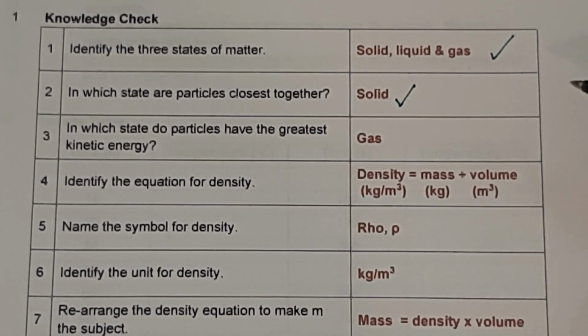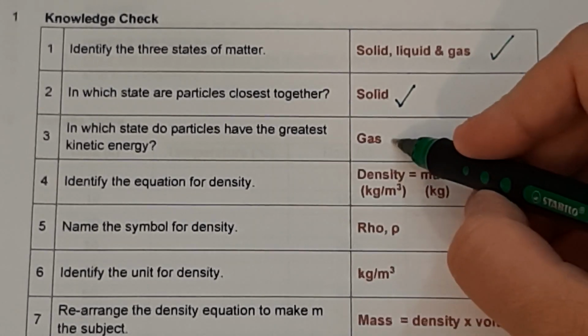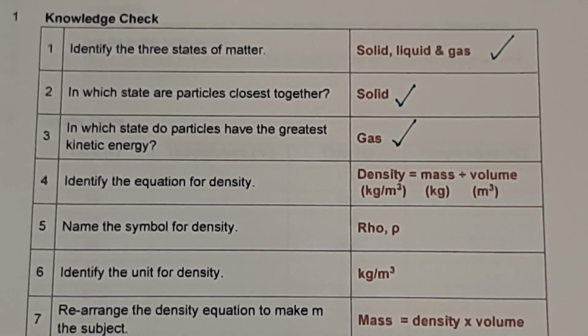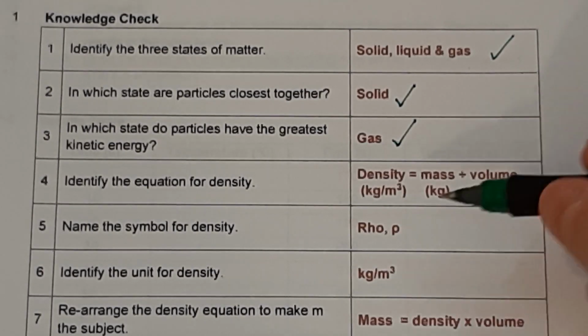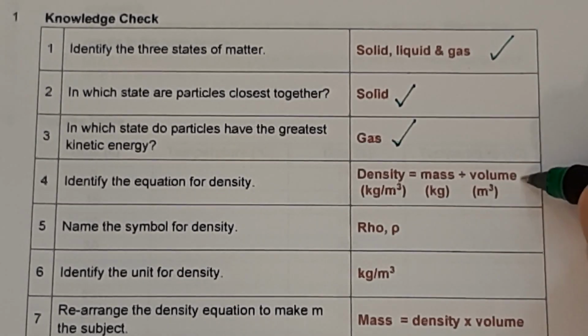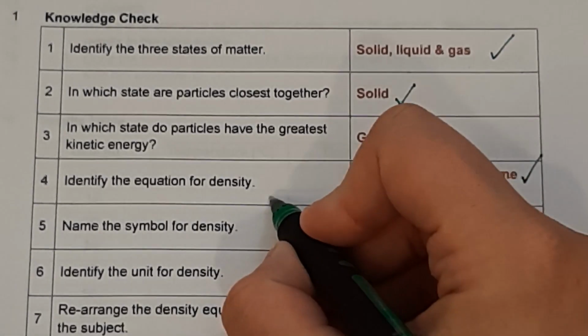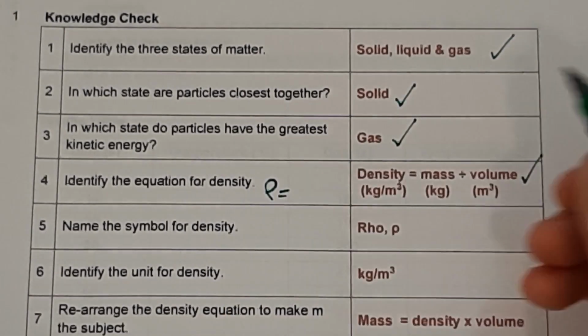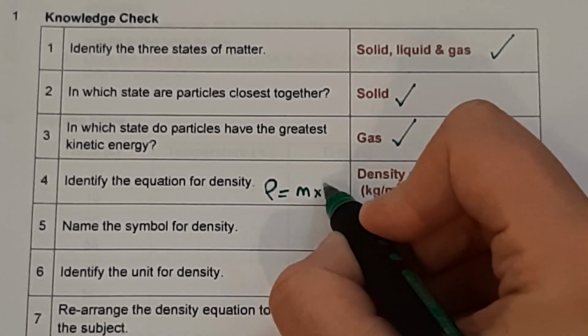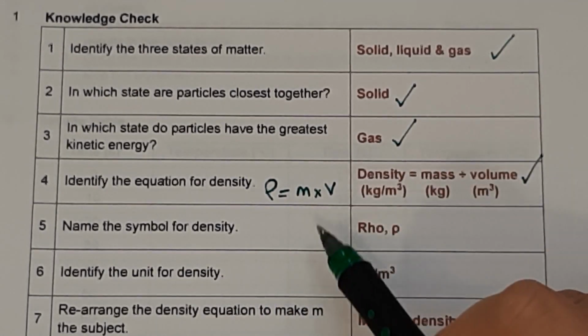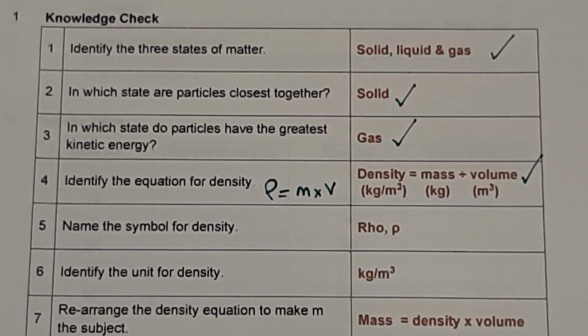Question 3, in which state do particles have the greatest kinetic energy? That would be gas. Question 4, identify the equation for density. So density is mass divided by volume, and I've put the units in there as well. You don't need the units to get it right, but that's absolutely fine if you have. An alternative way to write this equation out is to use the rho for density equals lowercase m times capital V, or just without the x if you prefer, either's fine. So that is also an acceptable way of getting the mark.